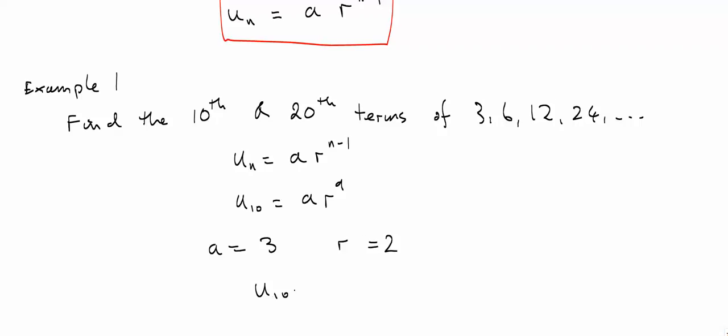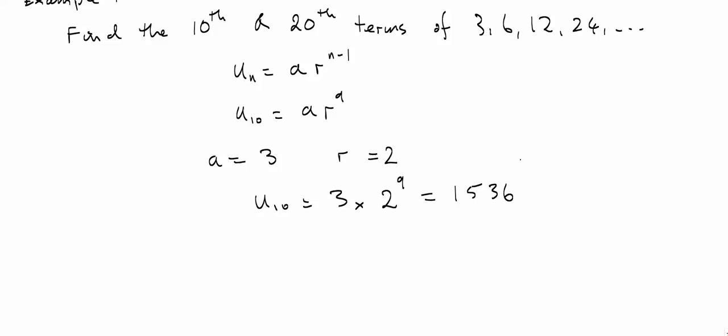So u10 is a, which is 3, times r, which is 2 to the power of 9. That's 3 times 512. The 20th term, u20, would be 3 times 2 to the power of 20 minus 1, or 2 to the power of 19, which I think I'll leave in index form. I mean, that would be a very large number.